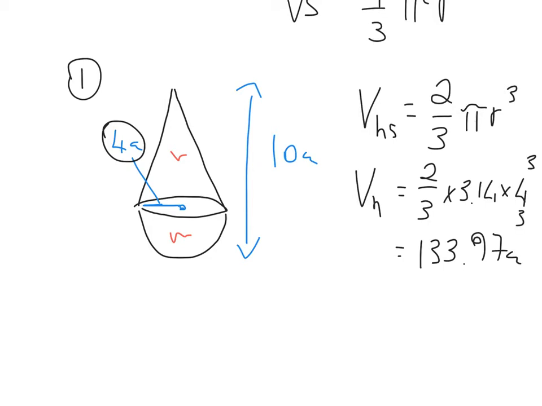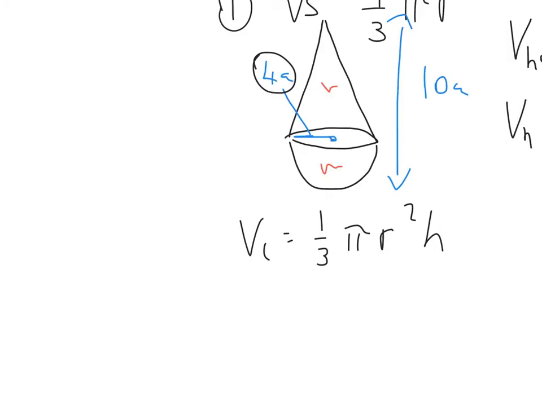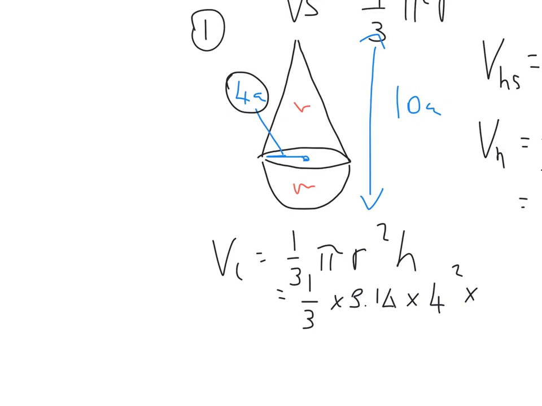I'm now going to look for the volume of the cone. Volume of a cone is 1/3 pi r squared h. So that's 1/3 times 3.14 times the radius squared. Well, the radius of the hemisphere also acts as the radius of the cone, times 4 squared, multiplied by the height. Now just be careful with this, it's quite easy at this juncture to put in the height being 10.